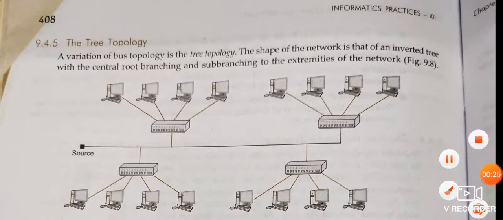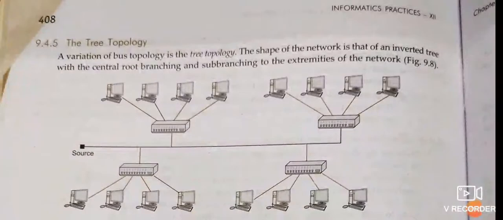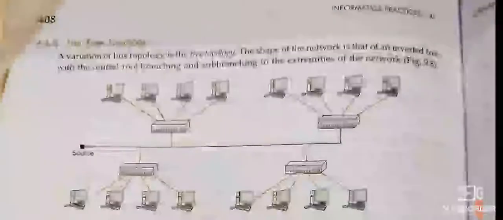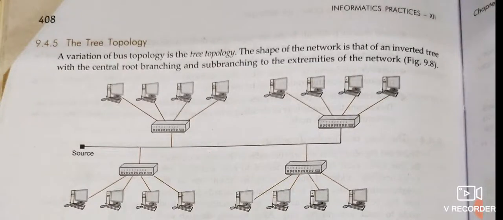Now see what happens in the case of tree topology. Tree topology is a variation of, or you can say a combination of, bus topology and star topology. So this is tree topology. You can see how the nodes are connected in the form of a tree and an inverted tree. Inverted tree means the tree that has been inverted. So it looks like that.